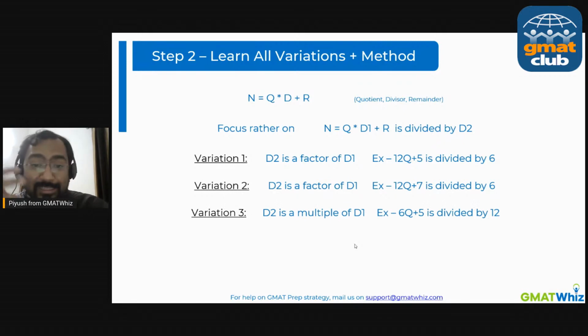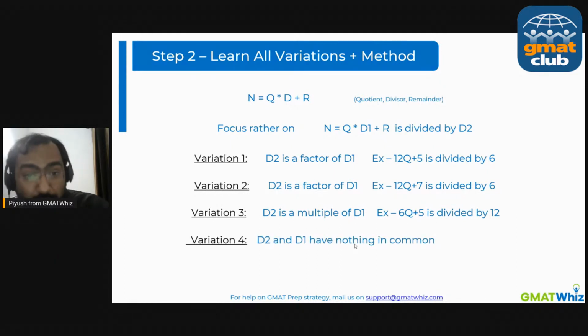Then there is another variation. What if D2 is a multiple of D1 instead of being a factor? You can have 6Q plus 5 divided by 12. Are you prepared to tackle that? There could be a different use case altogether in this case. Variation 4 could be that D2 and D1 have nothing in common altogether.